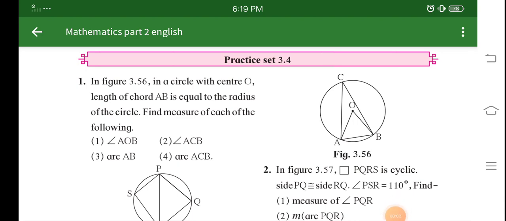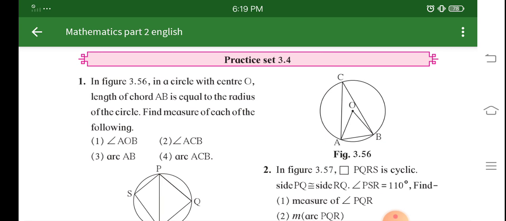So today we are going to learn about practice set 3.4 part 2. In the previous video we did practice set 3.4 part 1, that means we have done up to question number 4. So today we are going to start with question number 5.